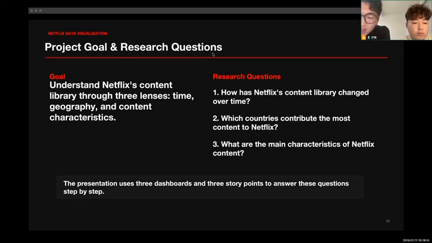Before looking at the dashboards, I'd like to introduce the 3 research questions. How has the Netflix content library changed over time? Which countries contribute the most content to Netflix? What are the main characteristics of the Netflix content, including rating, directors, and genres? To answer these questions, I created 3 dashboards.